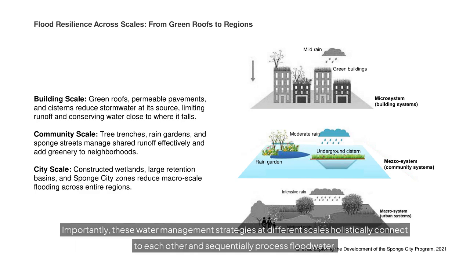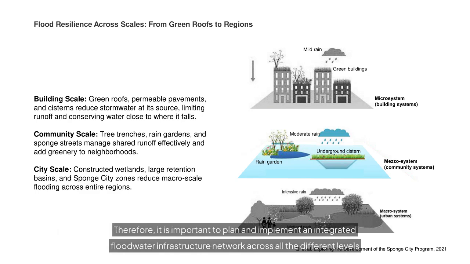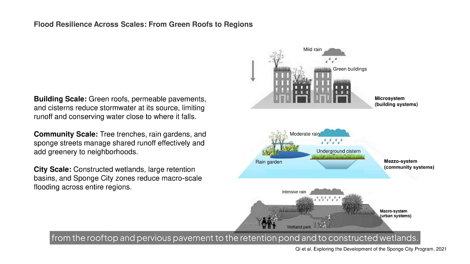Importantly, these water management strategies at different scales holistically connect to each other and sequentially process floodwater. Therefore, it is important to plan and implement an integrated floodwater infrastructure network across all the different levels, from the rooftop and pervious pavement to the retention pond and to constructed wetlands.